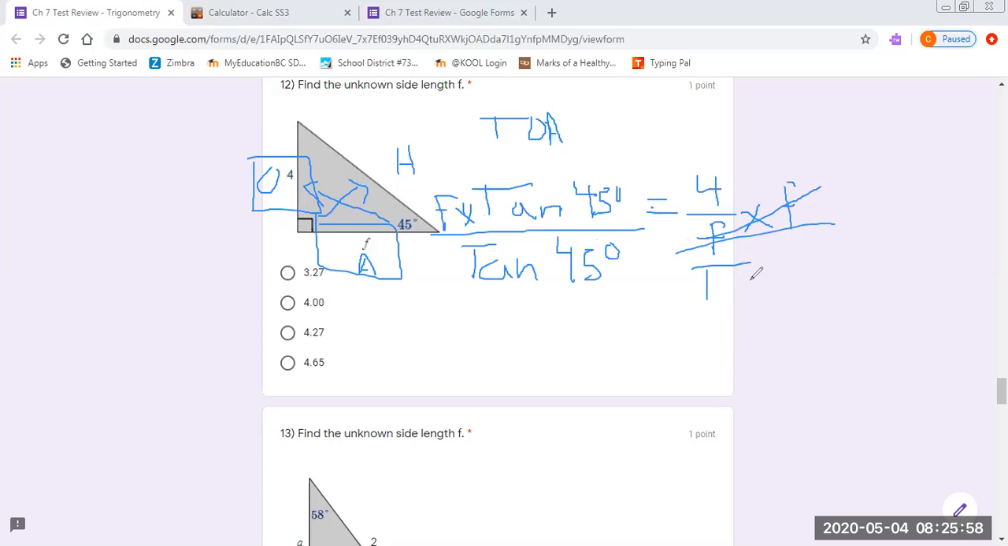So we're going to have 4 over tan of 45 here. I'm writing this quickly because I have a lot to write. But basically, these will cancel out, right? So I'm left with F over on this side.